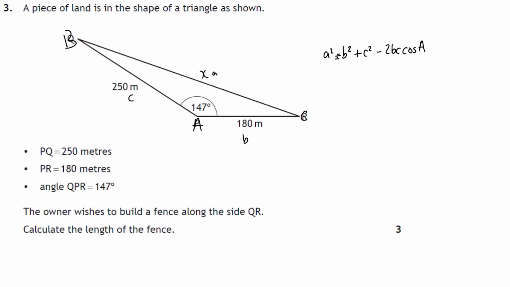So we've got a squared equals, so b squared is 180 squared plus 250 squared minus 2 times 180 times 250 times cos of the angle, which is 147 degrees. Typing that into the calculator is going to take a while, but do it carefully. 180 squared plus 250 squared minus, and we're doing 2 times 180 times 250 times cos 147.